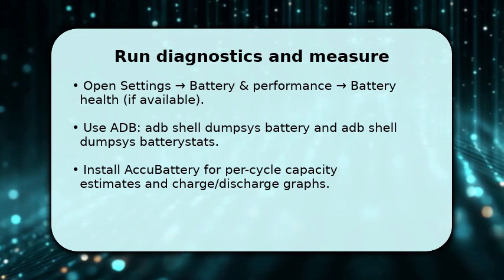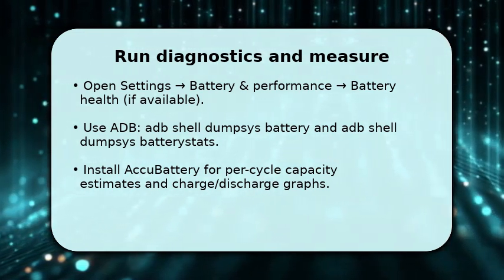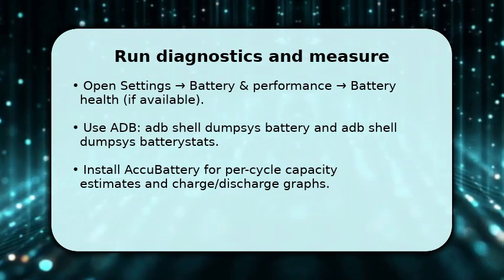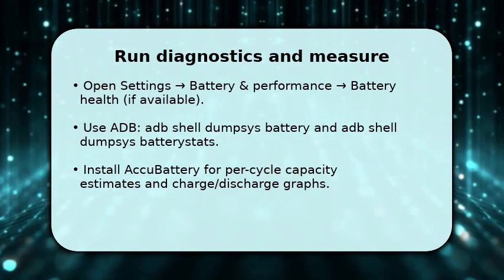For a user-facing metric, install AccuBattery. Run a few full charge/discharge cycles and read the estimated mAh and percentage wear in the app. You finish by interpreting results and taking corrective steps. Calculate wear by dividing measured mAh by the original design capacity. Anything under about 80% indicates significant wear and may justify replacement.